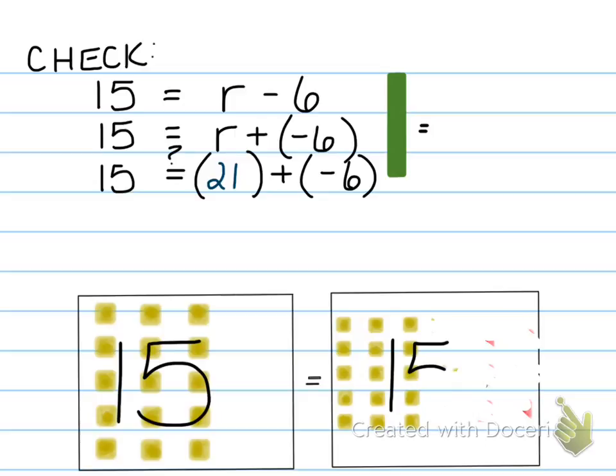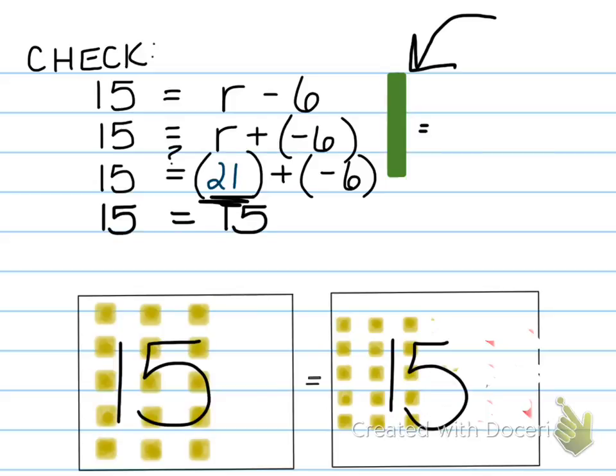So on the left-hand side, we have 15, and on the right-hand side, when we simplify it, we also have 15. And so when we replace our variable with the answer that we got, 21, the weight of the left-hand side is 15, and the weight of the right-hand side is 15. And so our check shows that we are correct. The left and the right-hand side have the same weight.